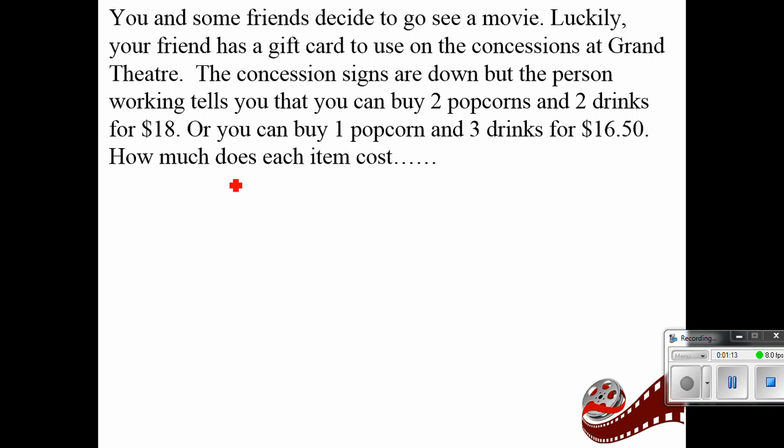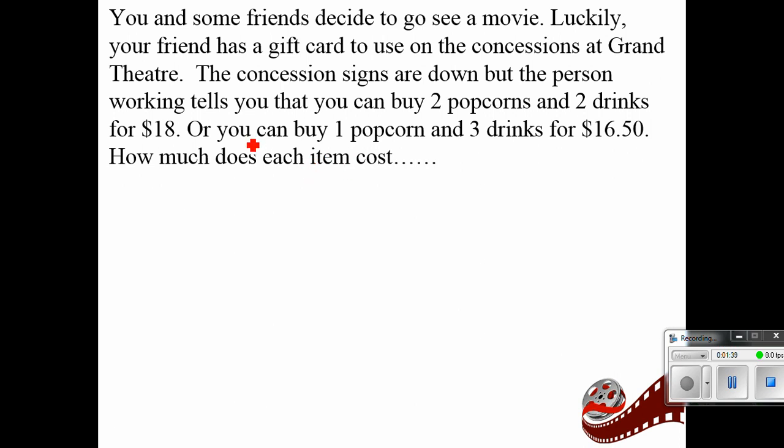So let's take a look at this first example. You and some friends decide to go see a movie. Luckily, your friend has a gift card to use on the concessions at the Grand Theater. The concession signs are down, but the person working tells you that you can buy 2 popcorns and 2 drinks for $18, or you can buy 1 popcorn and 3 drinks for $16.50. And the question we need to answer is then, how much does each item cost?